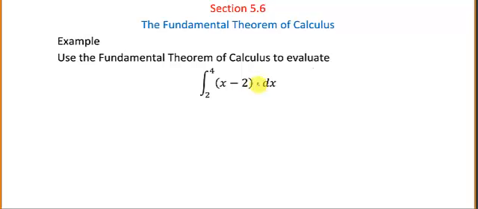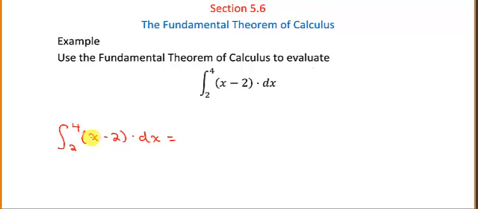Notice, by the way, we should think of x minus 2, this function here, as being multiplied by dx, and that's why the parentheses are around it, and why I have the multiplication symbol. And so the definite integral from 2 to 4 of x minus 2 times dx. Now remember, there's two steps. The first step is we have to calculate an antiderivative.